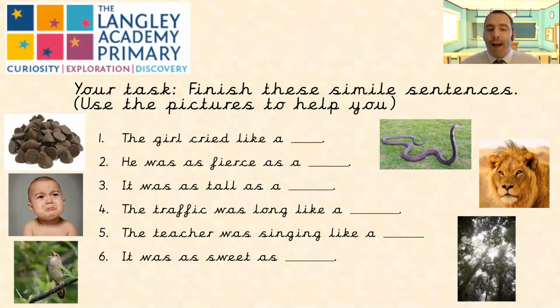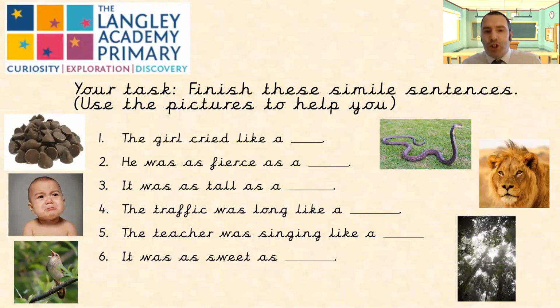The girl cried like a. We've got 6 images around here. I don't think chocolate's well known for crying. Forests aren't, but there's certainly something that does do a lot of crying. So we've got the picture of the baby there. So the girl cried like a baby. The second one, he was as fierce as a lion. That works. As fierce as a lion. We know lions have a reputation for being fierce.